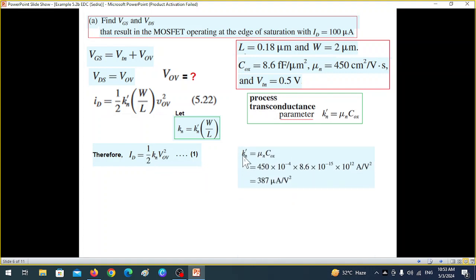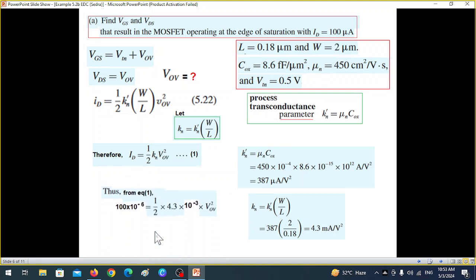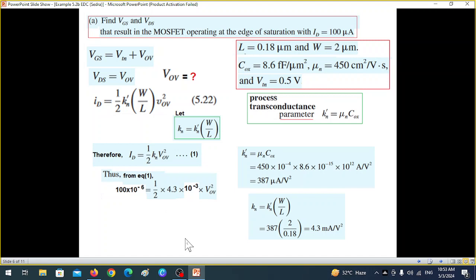So let's find out Kn dash first of all, putting the values, and then we'll find Kn. Using this formula, we know the width and the length given in the question. So Kn we have found 4.3 milliampere per volt square. So we'll plug in that value here. We know ID is 100 micro. So plugging in the values, we calculate VOV to be approximately 0.22 volt.